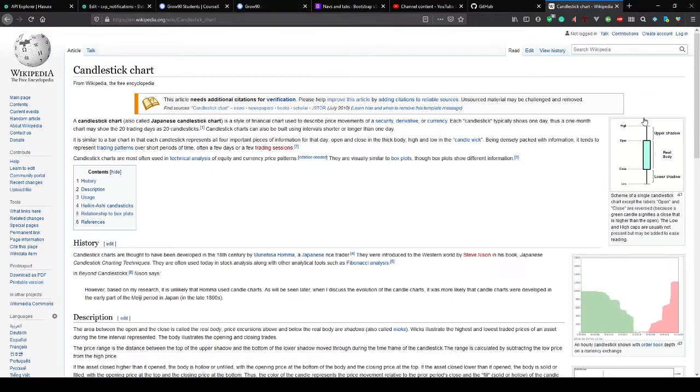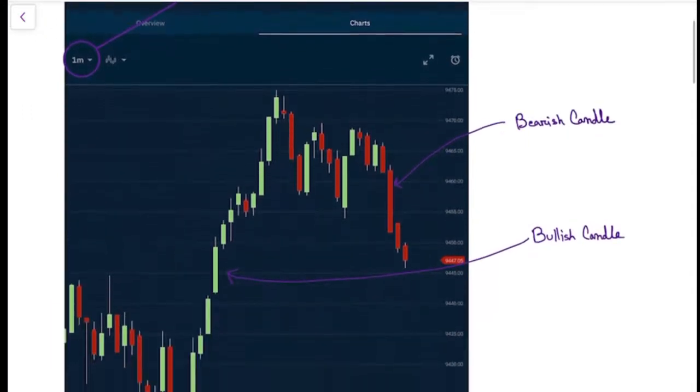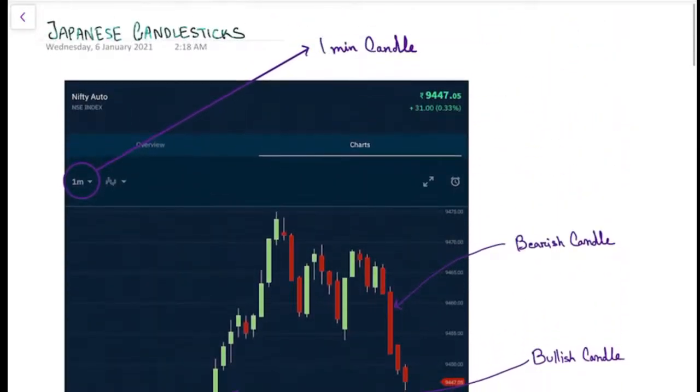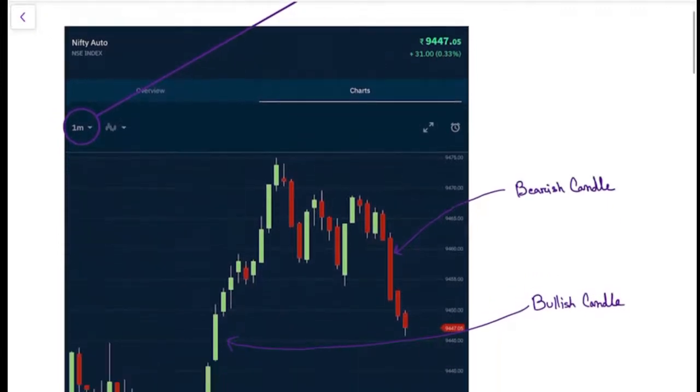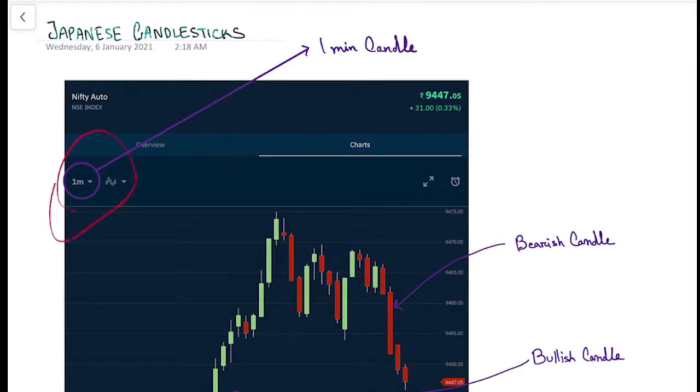If you look into your Upstox account or your trading account and go to the chart section, and open it as a candlestick diagram, you will see something like this. This is a Japanese candlestick diagram, taken from Upstox's charts. Here you can set the candlestick duration by clicking on this. I have set it to a 1 minute duration. You can set it to 1 hour, 1 day, anything as per your wish.